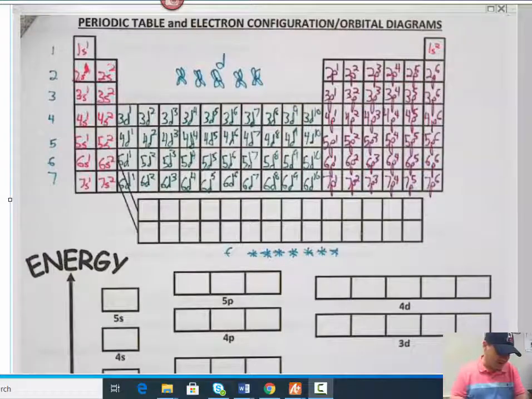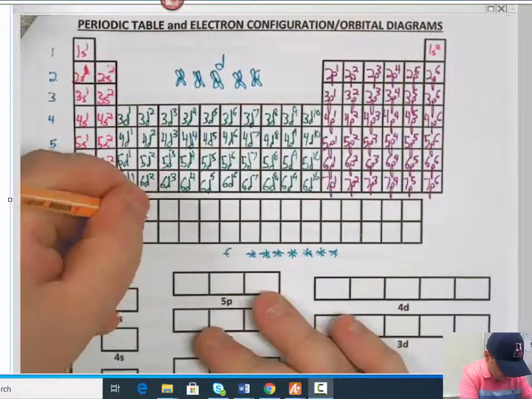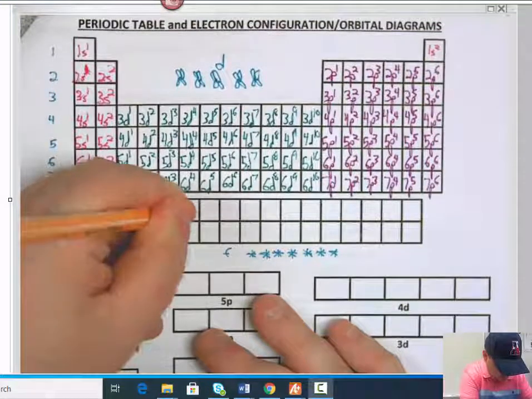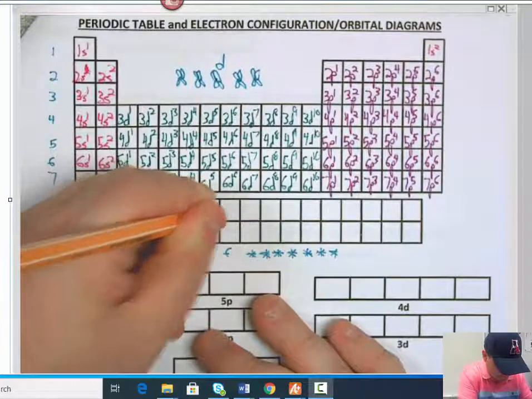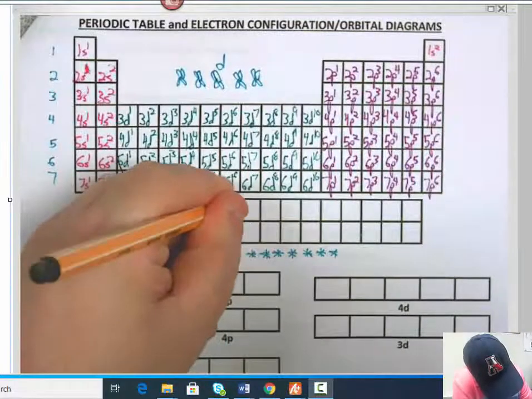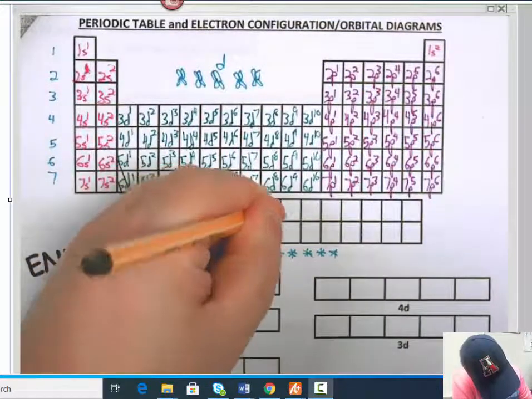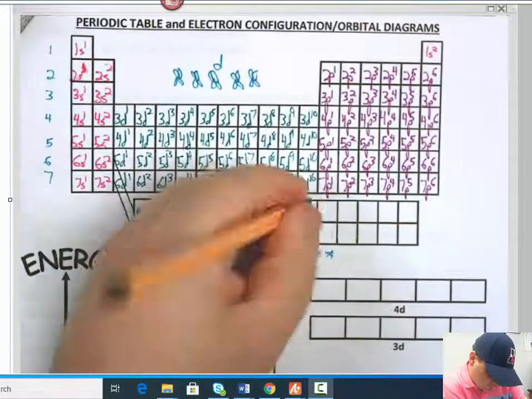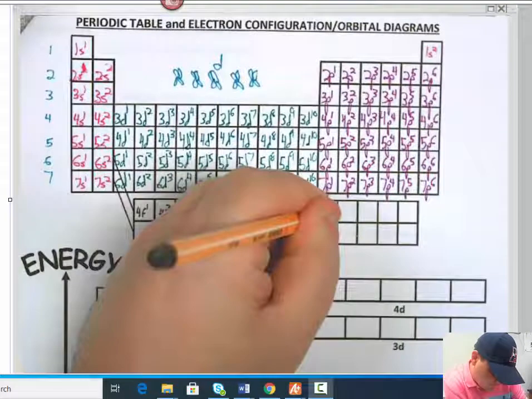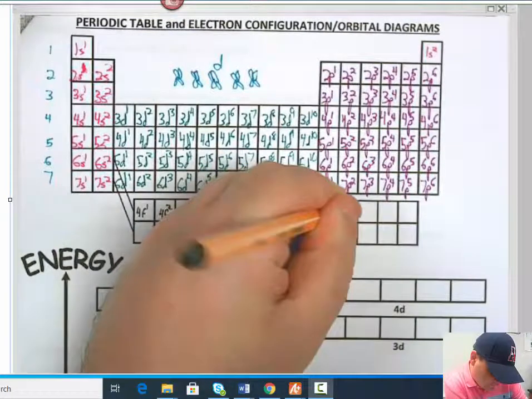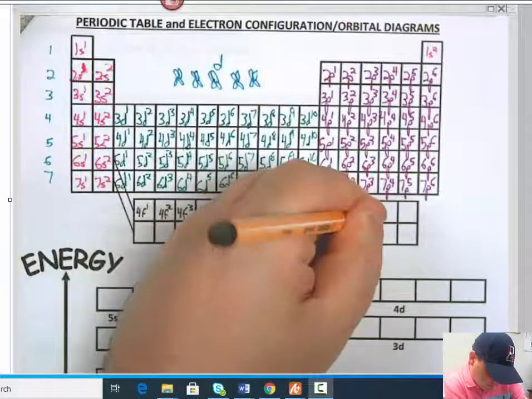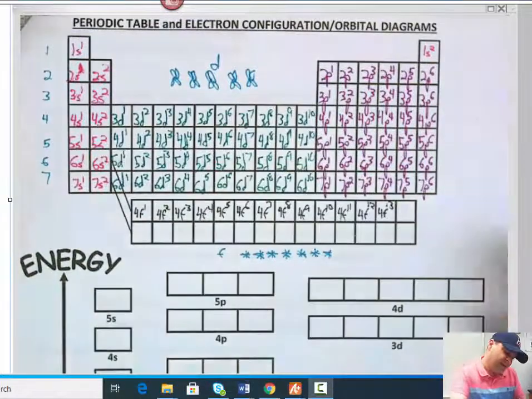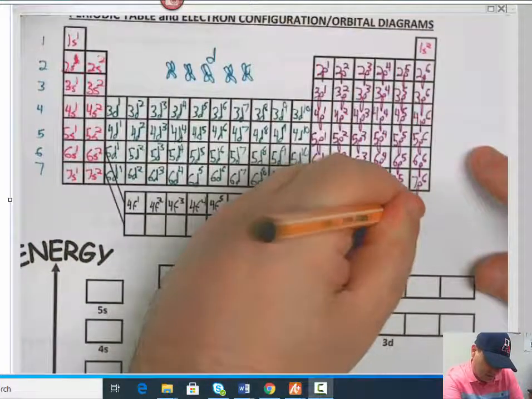Okay, then we get down to the F block here. The F block starts at 4. So this is 4f1, 4f2, 4f3, 4f4, 4f5, 4f6, 4f7, 4f8, 4f9, 4f10, 4f11, 4f12, 4f13, and 4f14.